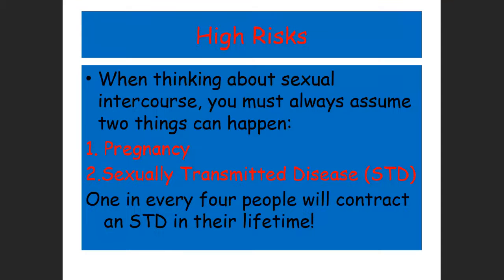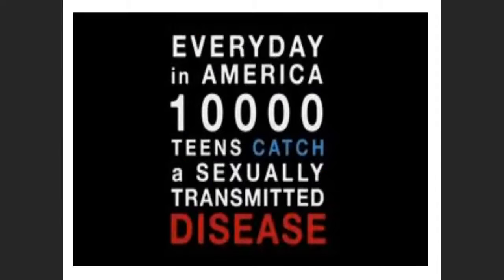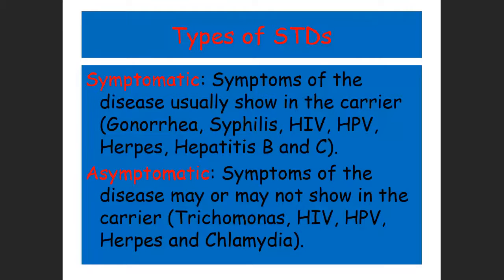Okay, so sexually transmitted diseases, real quick. Now, when thinking about sexual intercourse, you must always assume two things, pregnancy and that an STD can happen. The statistics show that 1 in every 4 people will contract an STD in their lifetime. Every day in America, about 10,000 teenagers catch a sexually transmitted disease, and teenagers is less than 18 years old.